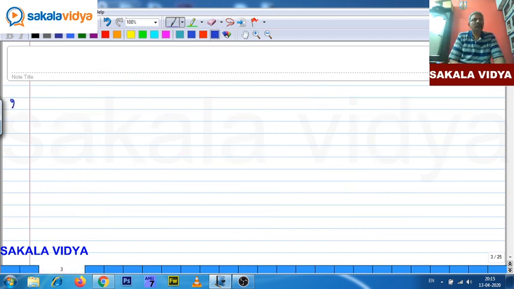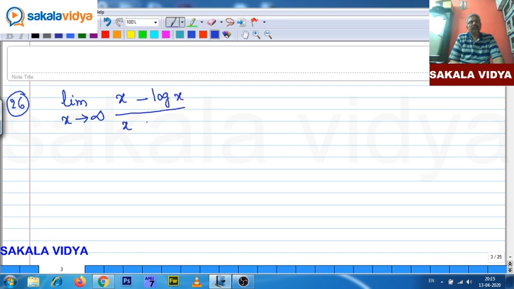So, 26th question: limit x tends to infinity, x minus log x by x plus log x. This is the question.